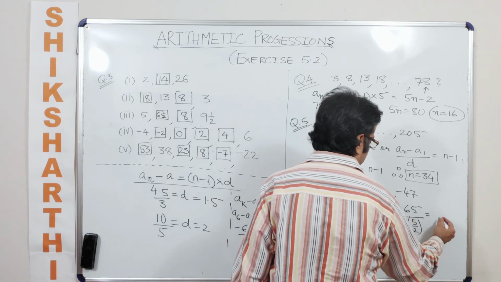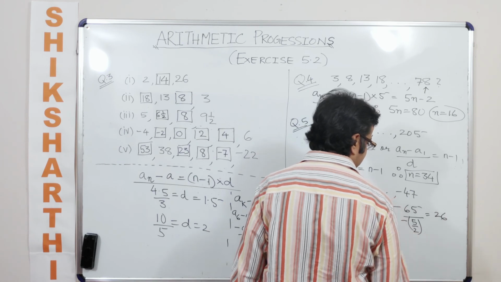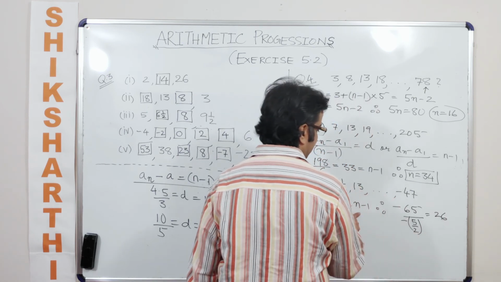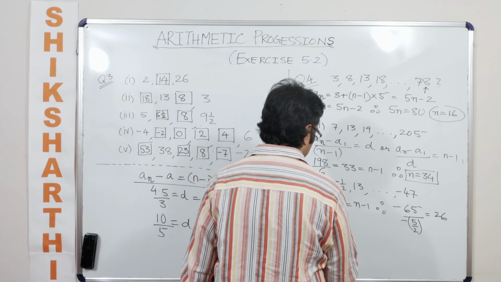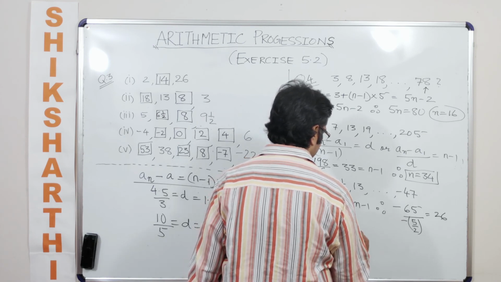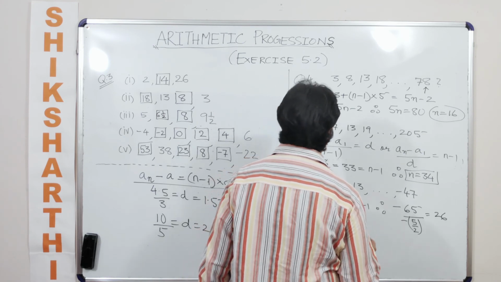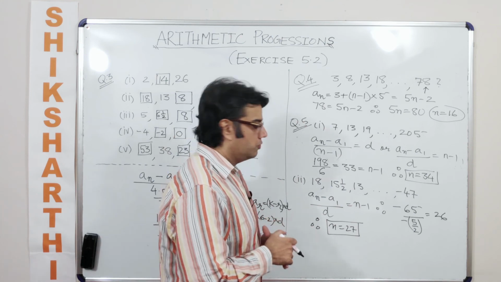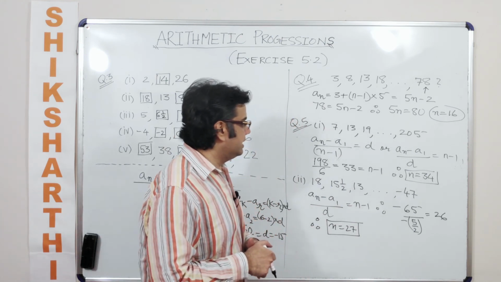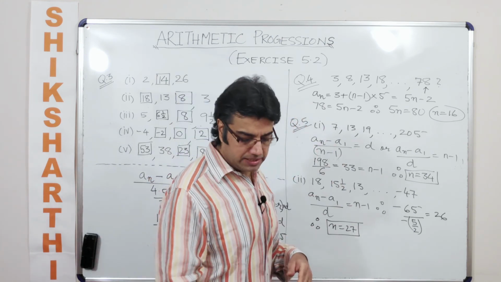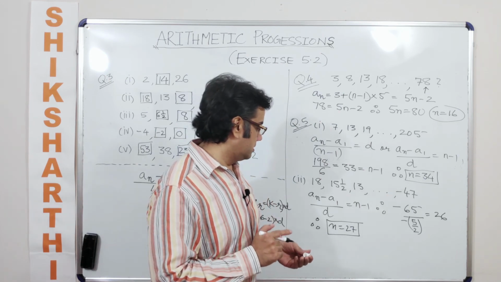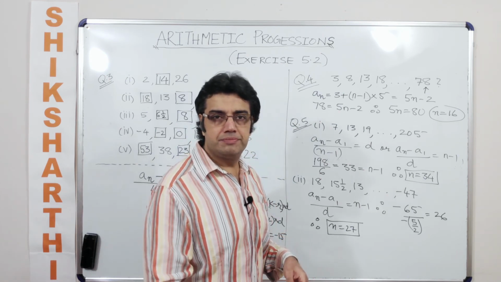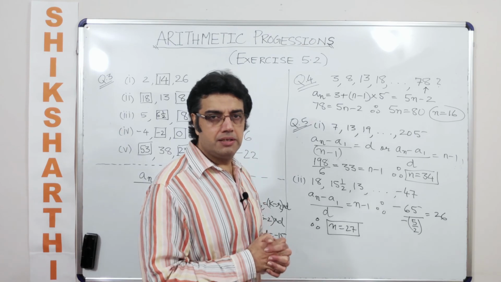So when you do this, you say that this is nothing but equal to 26. Now 26 is the value of n minus 1. Therefore the value of n is 27. So from here you are able to get the value of n as 27. So how many terms does this arithmetic series have? It has 27 terms. Right? Okay.